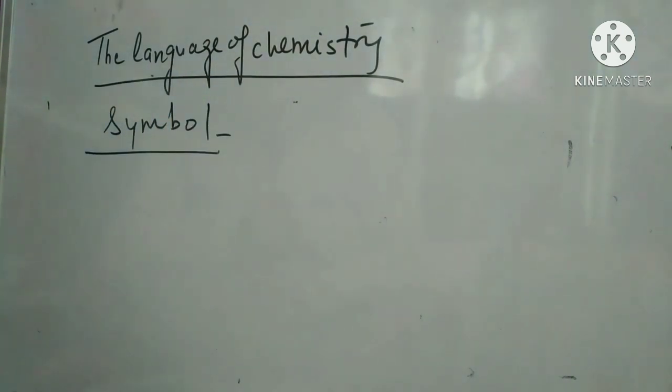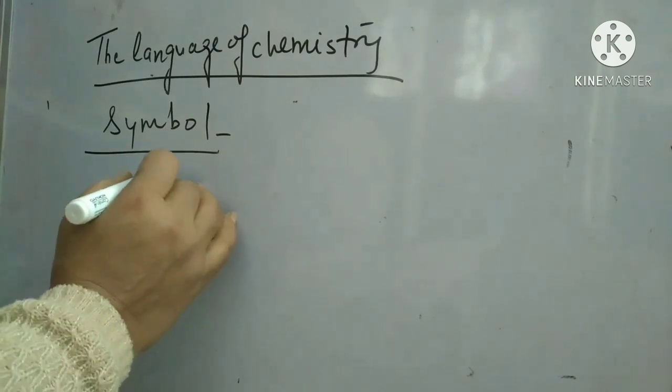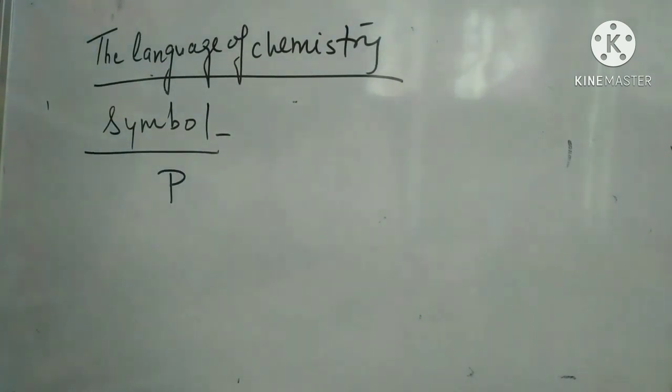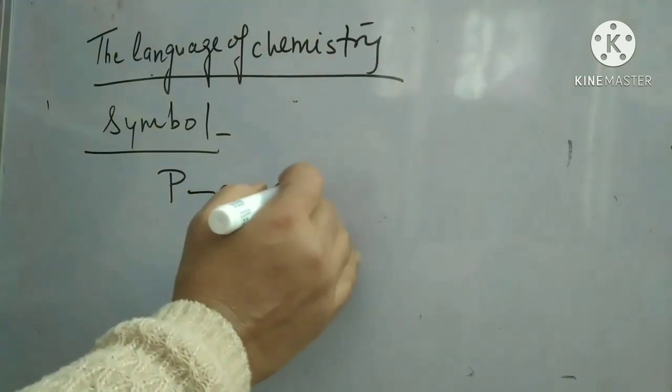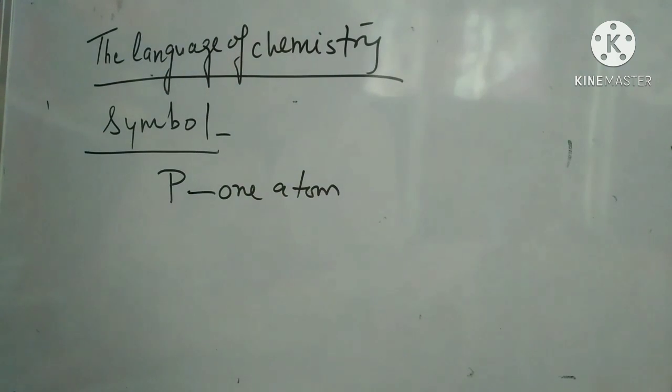A symbol is a short form that represents one atom of an element. Like if I write P, that means it is representing one atom of the element phosphorus. The symbol also represents the weight of the element equal to its atomic weight.